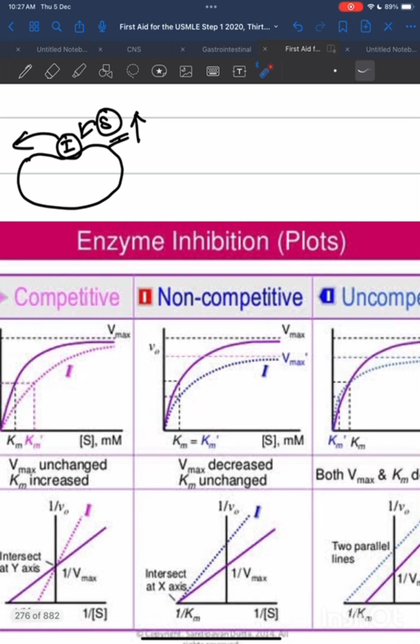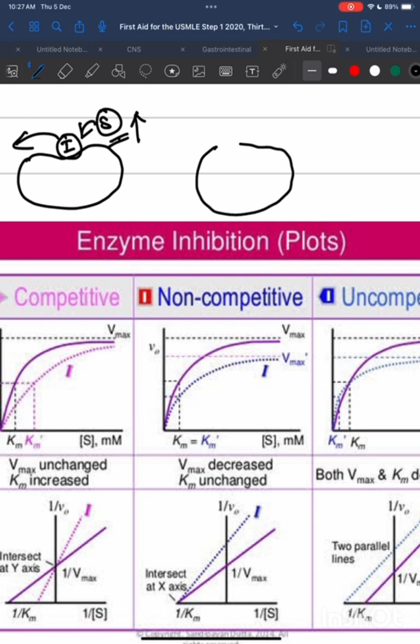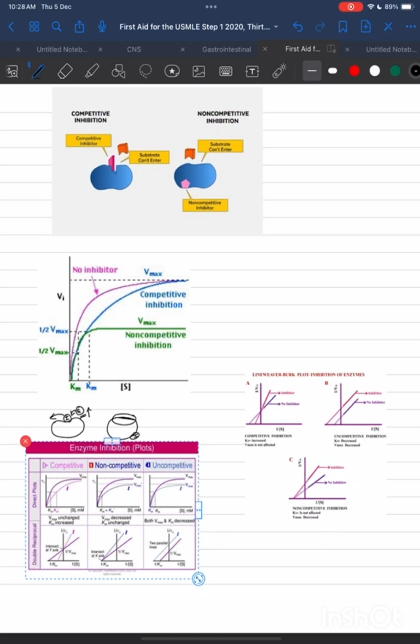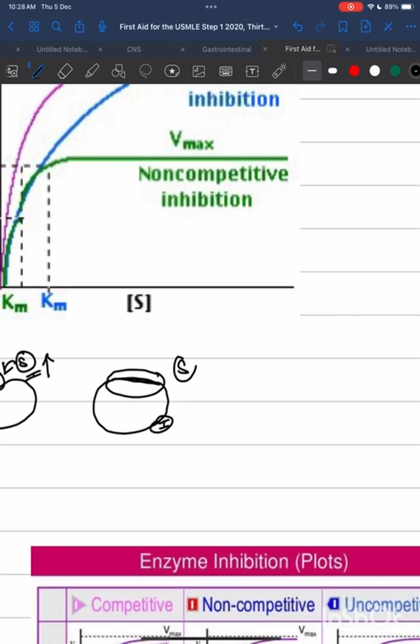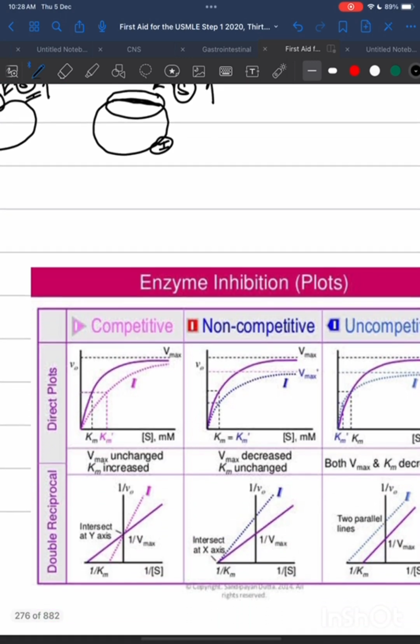In non-competitive inhibition, Vmax decreases, but Km won't change. What happens to Vmax is that this is the enzyme and the inhibitor will bind here at the allosteric site and change the structure of the enzymatic site. So the substrate can't bind to it. Even if you increase the concentration, it can't bind because the enzymatic site is changed. So even after increasing, you can't change it.